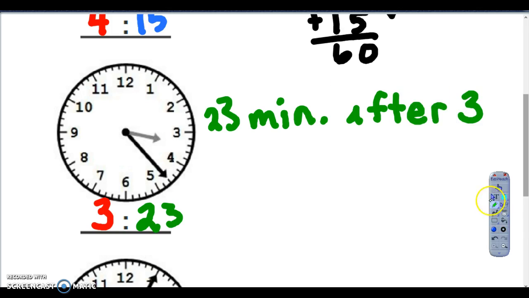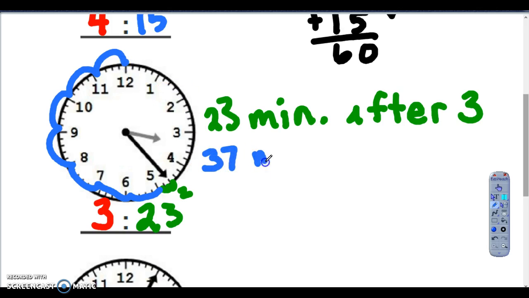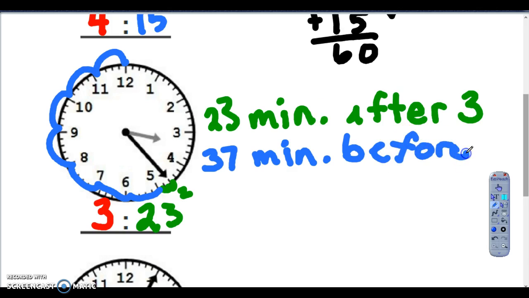After 3. So if I was going to see, I see 1, 2, so 2 minutes past 5, 10, 15, 20, 25, 30, 35. 35 plus 2 is 37. So it must be 37 minutes before the next hour. And the hour after 3 is 4.